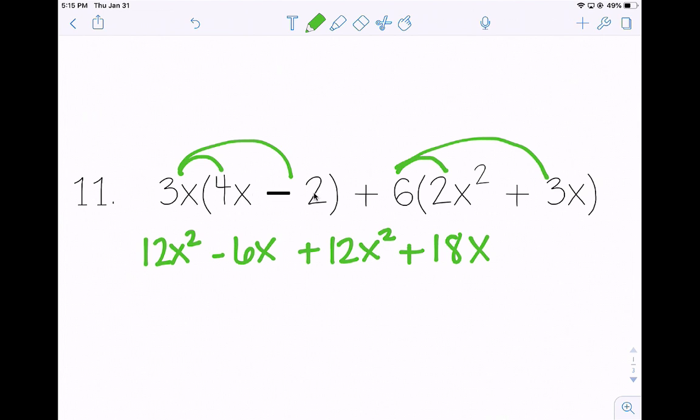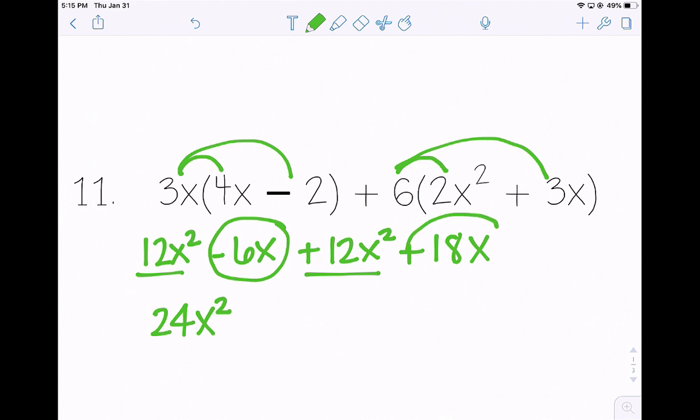Now we combine like terms. So I start with the x squareds because they have a higher degree than the x's. So I have a 12x squared. I look for other x squared terms. There I have one. So 12x squared plus 12x squared is 24x squared. Then we have negative 6x plus 18x. These are like terms because they both have an x. So negative 6 plus 18 is going to be positive 12x. These are not like terms because this is squared, this one is not.